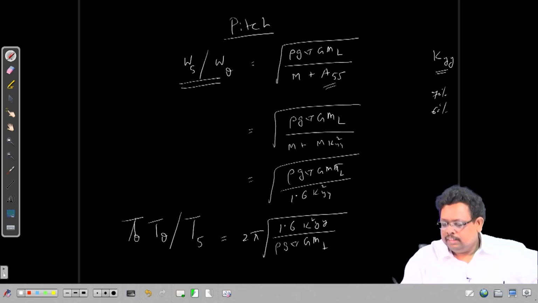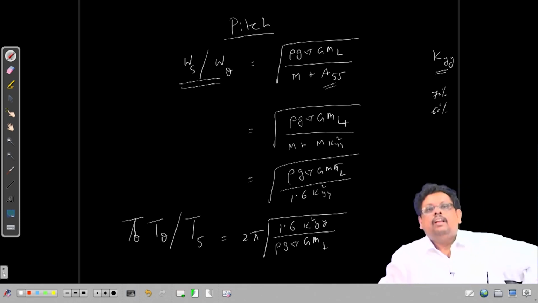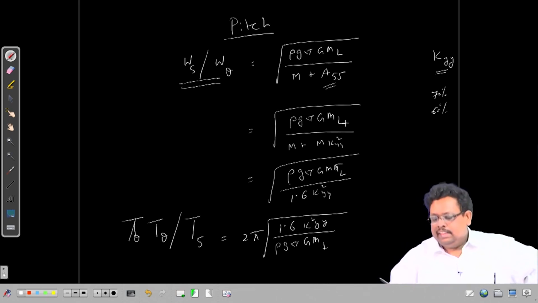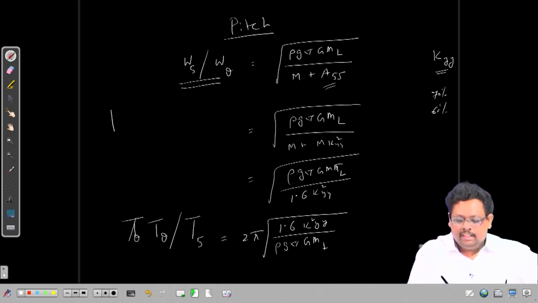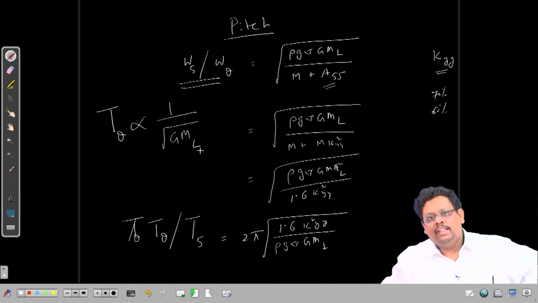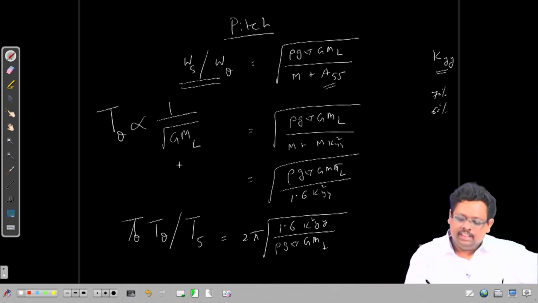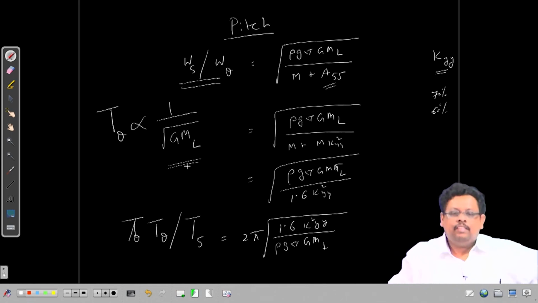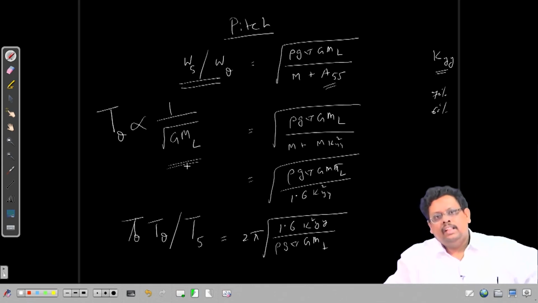Here also you can see my T theta varies with 1 upon the square root of GM L, the same thing. But this GM L is so high that you really do not have to compromise much on this, because it does not affect the design as such. But in case of roll, definitely it is going to affect.